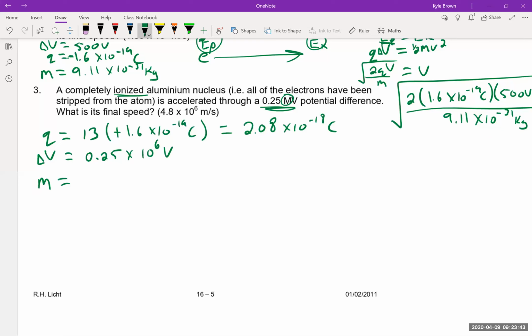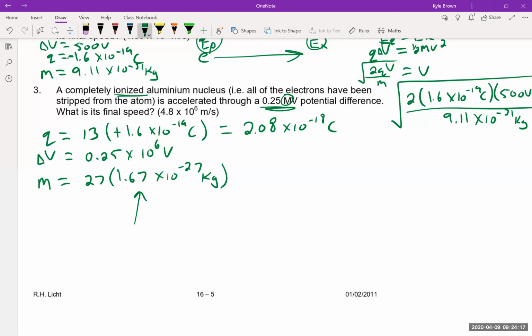So the mass, remember the atomic mass on the last page was, what was that, like 26.98? What we would do is round that up to 27, right? So there's 27 protons and 27 neutrons in the nucleus here. And that's all there is because the electrons are gone. So that'd be 27 times the atomic mass, right? So that's going to be 1.67 times 10 to the negative 27 kilograms. All right. This is on your data sheet too.